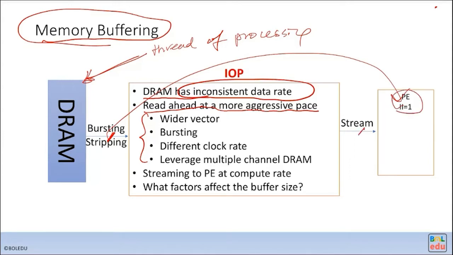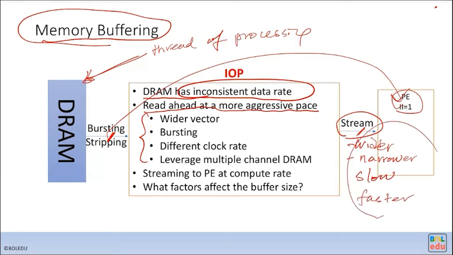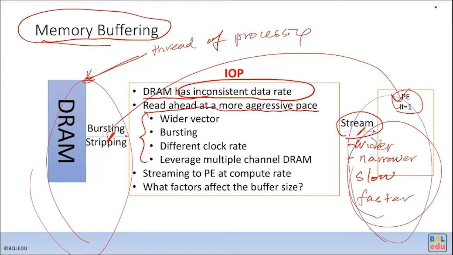Okay, so for the stream here, you can have a wider or narrower one, okay, or even slower or faster. Okay, so you can really decouple these two. You don't need to sync with each other, because once you sync with each other, it creates a lot of overhead. Okay, and by doing it this way, it's easier to do the design. Yeah, so that's why the buffer is a very useful resource.